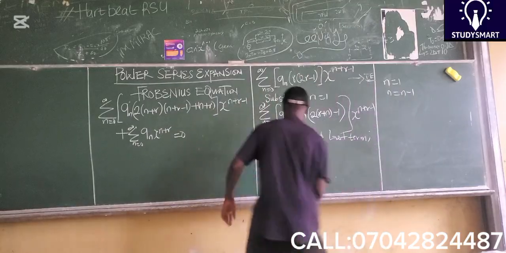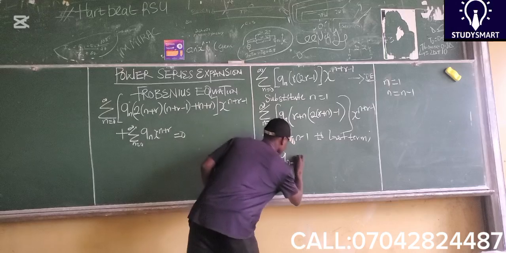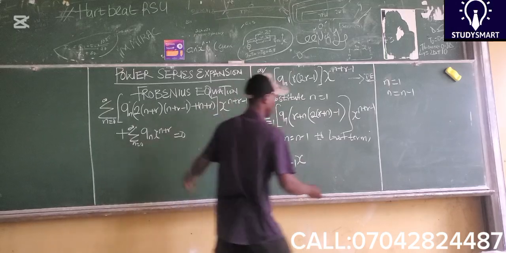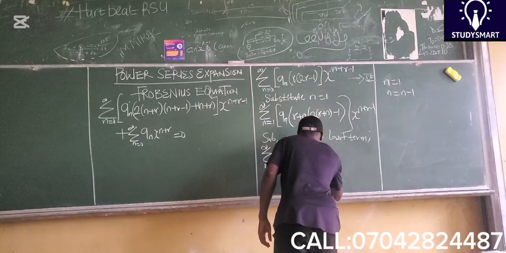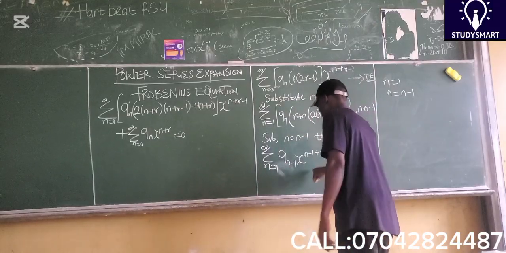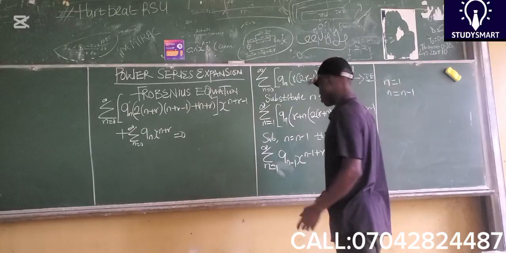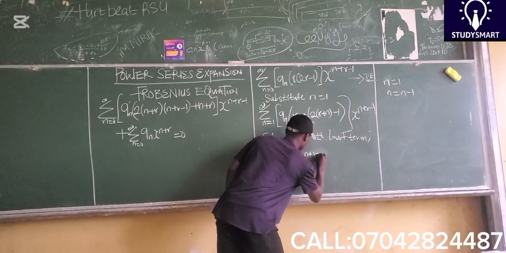So I have a subscript n minus 1. Then x to power n, substituting n minus 1, so here becomes n minus 1 plus r. Of course, I can write this as n plus r minus 1. So it's also the same thing. So this becomes n plus r minus 1.